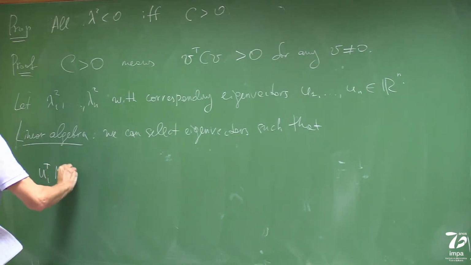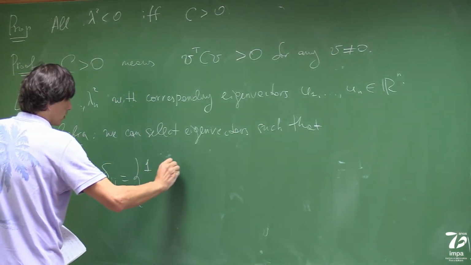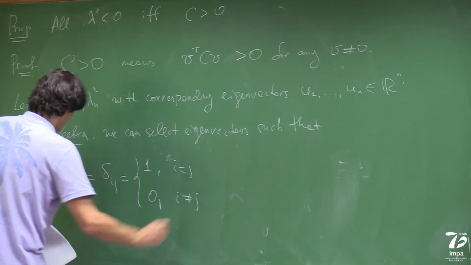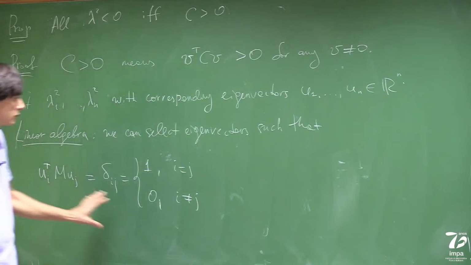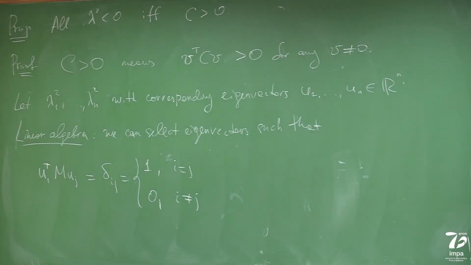Ui^T M Uj equals delta ij, which is the Kronecker delta. So it's 1 when i is j and 0 when i is not j. So they are orthogonal. And if you remember, this was your exercise. You already guaranteed that whenever lambdas are different, this is 0. So linear algebra also guarantees that you can choose eigenvectors even if lambdas are the same to be of this form. We just borrow this result from linear algebra.